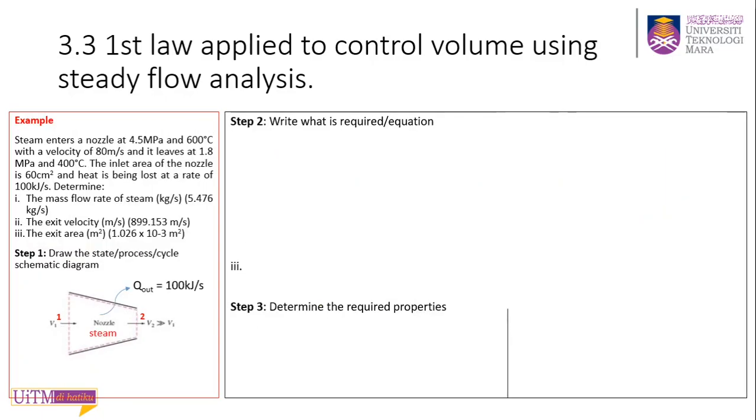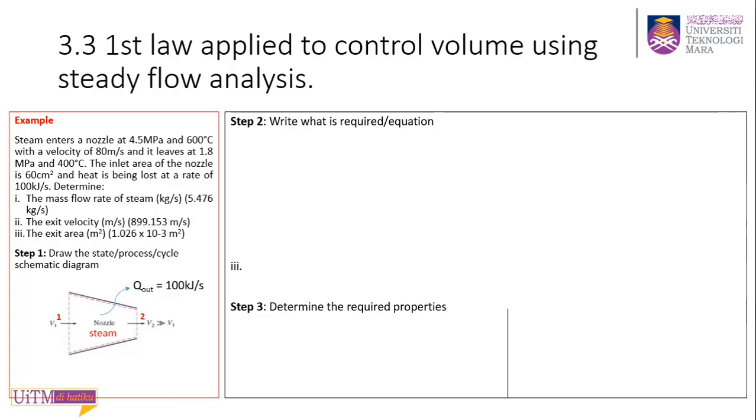Okay, now let's look at the first example for nozzles. Please try to draw the schematic diagram given in step 1, and please do not forget to label state 1 and state 2. For this question, there is an amount of heat loss from the nozzle, so we can also label Q out here in units kilojoules per second.